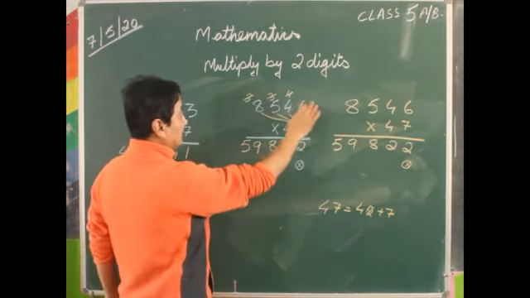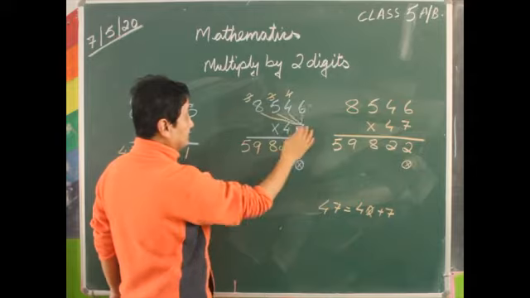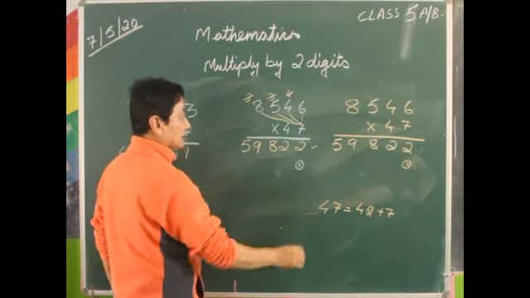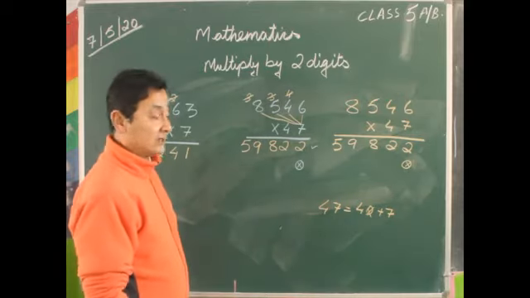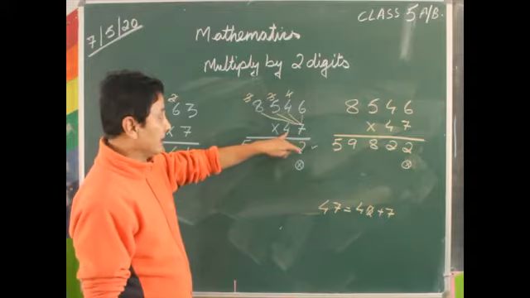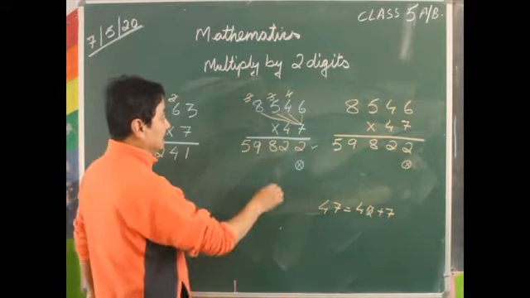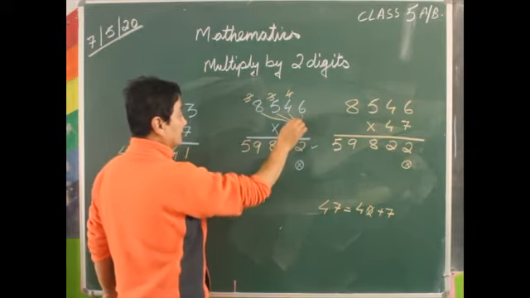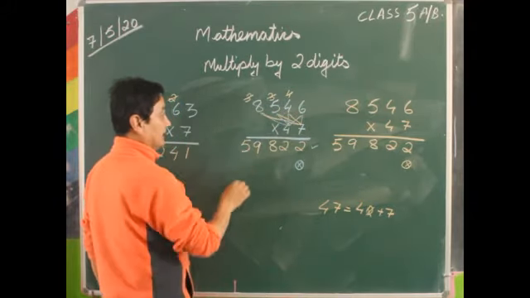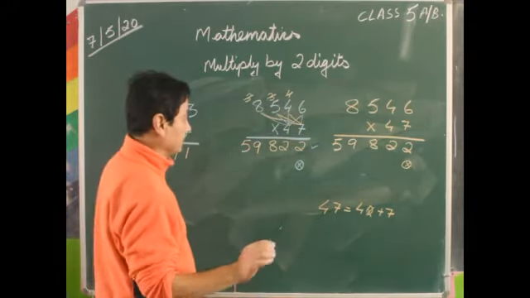So when we multiply this number by 7, this is the answer that we got. This is the first answer. Now we must find another answer. Work out another answer by multiplying by 4. Now let's do it the same way. 4 and 6, 4 and 4, 4 and 5, 4 and 8. It's the same thing, no difference.